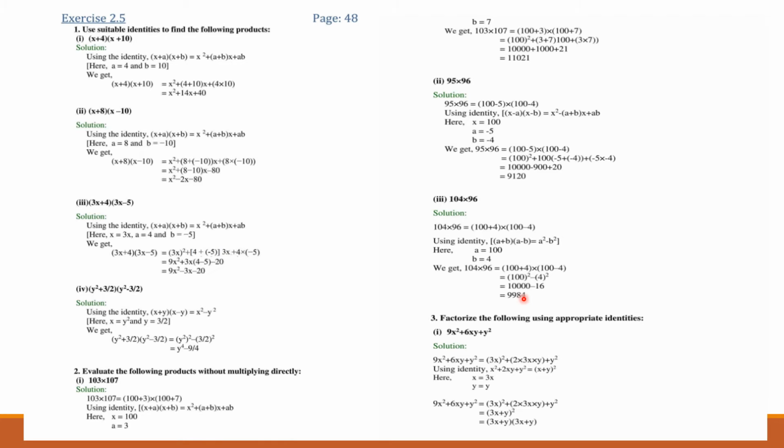What you need to do? You need to factorize using the proper identities. What you know, you can factorize it. So just see the factorization. What is the possible factorization? 9x square plus 6xy plus y square.